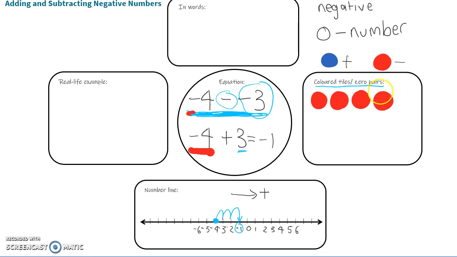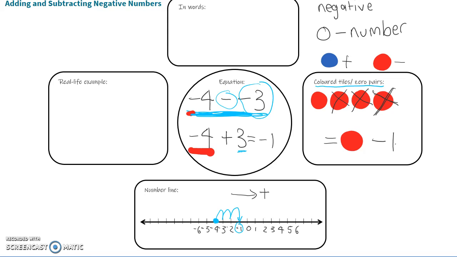Okay, so that's easy enough to do. I've got 4 there, so I can go 1, 2, 3. Taken away 3 negative tiles. So then that just leaves me with 1 negative. That gives me the same answer as my number line, negative 1.